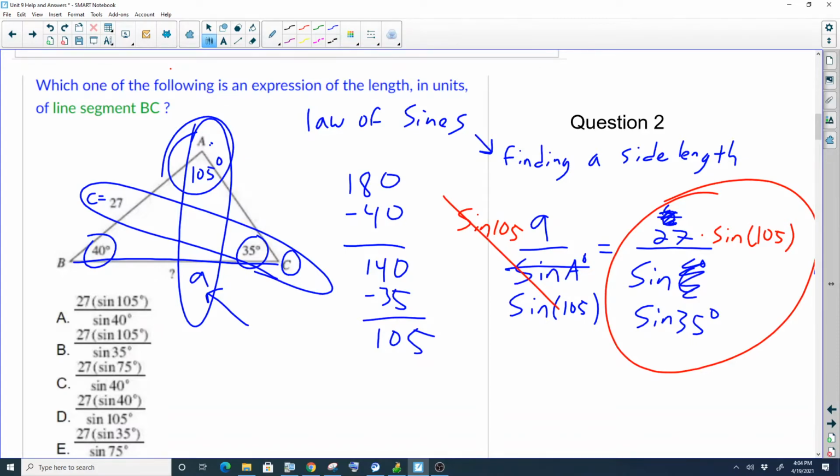You can plug that into your calculator and get an answer, but they just want to know if you can set it up and solve for it. I got this from an ACT question, so hopefully this will inspire you to study for your ACTs. Okay, so which one is that one? That one is 27 sine 105 all over sine 35. So that is actually going to be answer B.